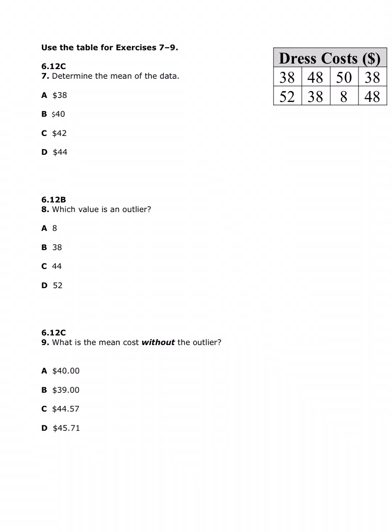Use the table for exercises 7 through 9. 7. Determine the mean of the data. 8. Which value is an outlier? 9. What is the mean cost without the outlier?